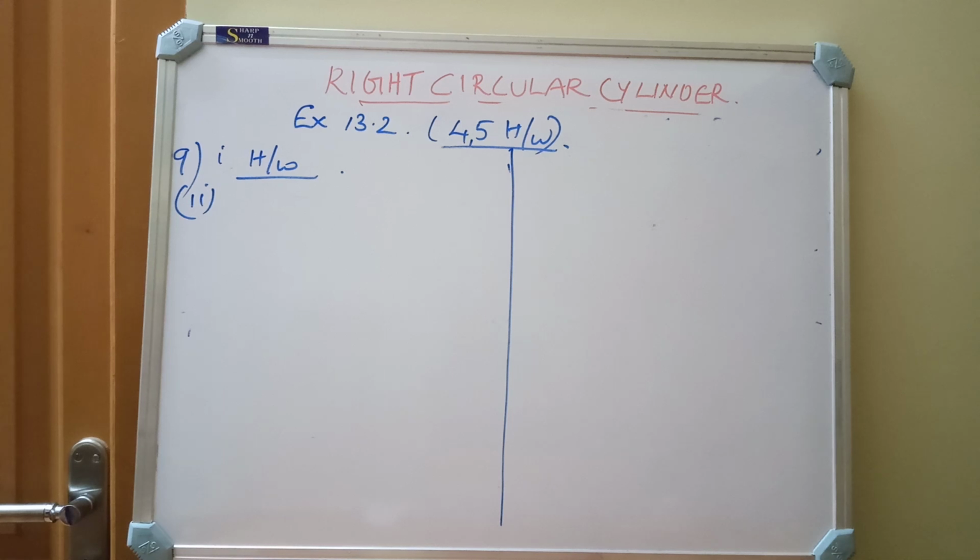So, first we must find out the TSA of this one. What is the formula for the TSA of a cylinder? 2 pi R into H plus R. Substitute our R value and H value, we will get the TSA. After finding the TSA, we must consider the actual area of the steel used to be X meter square. It is an unknown value that we have to find out.